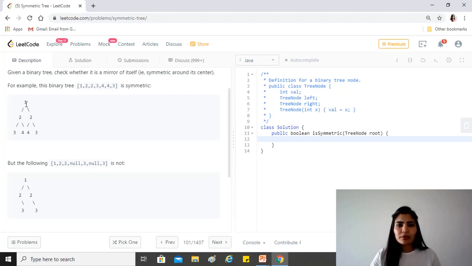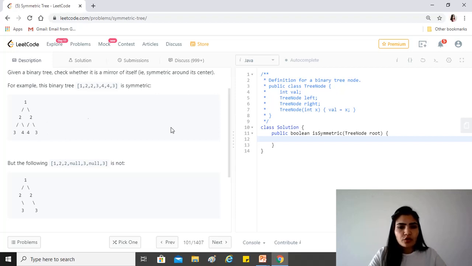So if we basically move it by 180 degrees around the center, is the tree still the same? That's what a symmetric tree means, right? So talking in terms of the tree, the left and the right of any particular node, they are the same. And if you look at this, this is the left of the subtree that 2 has, and this is the right of the subtree that 2 has, and it also should be the same.